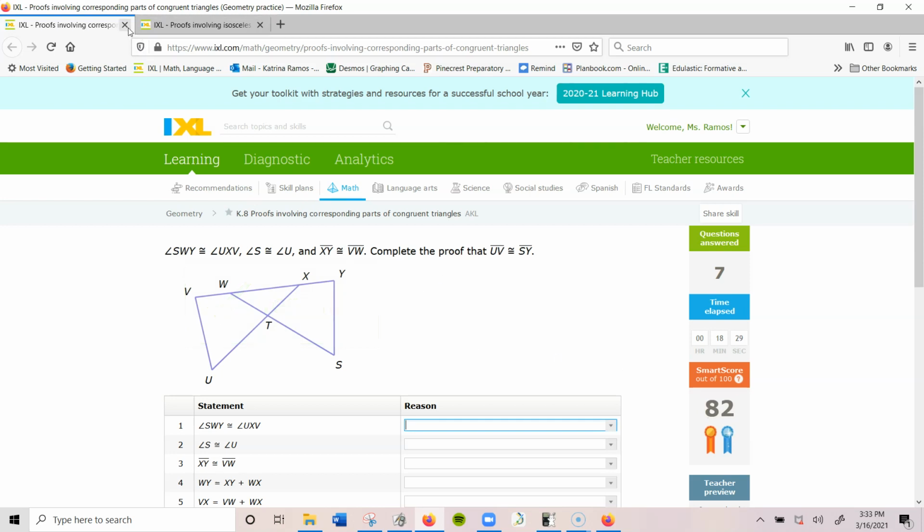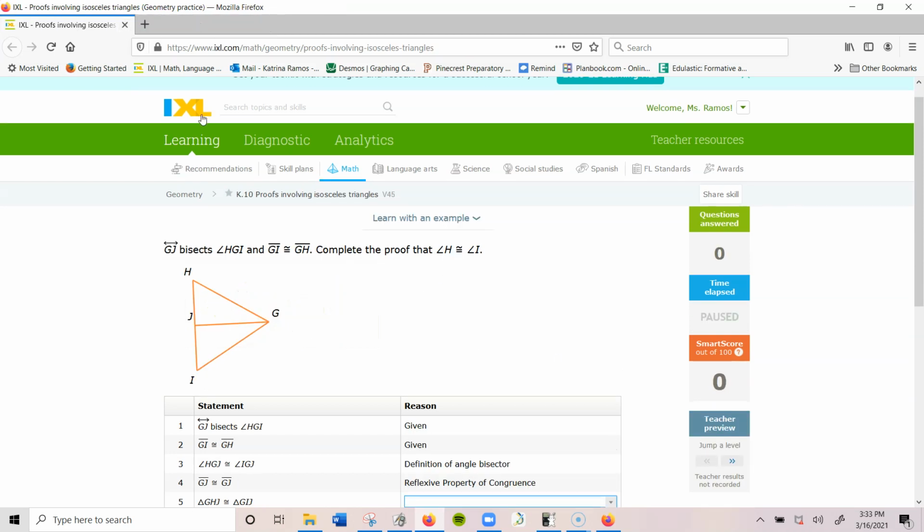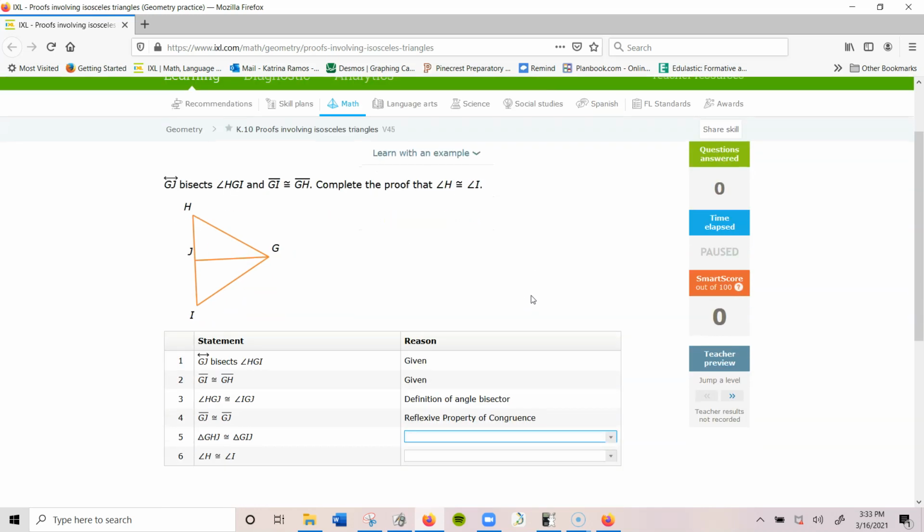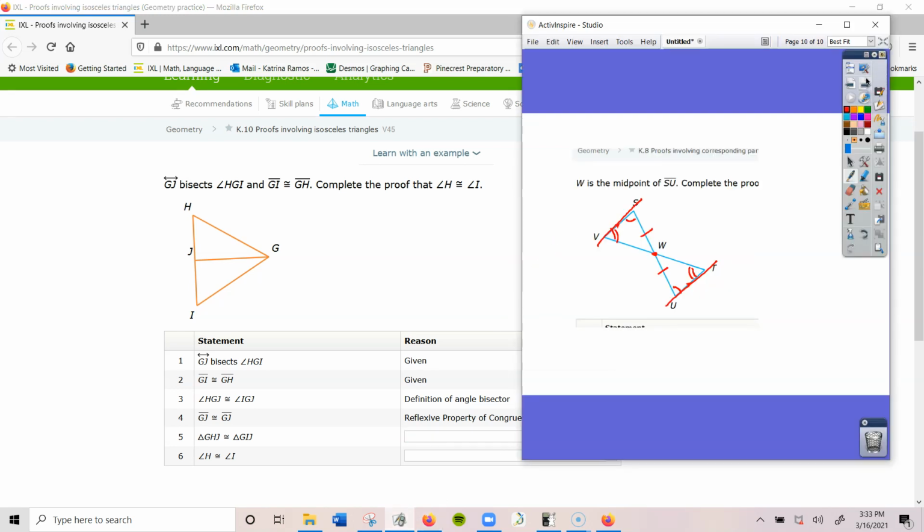Okay, let's go ahead and move on to the last IXL. This is proofs involving isosceles triangles. So let's go ahead and copy these diagrams.